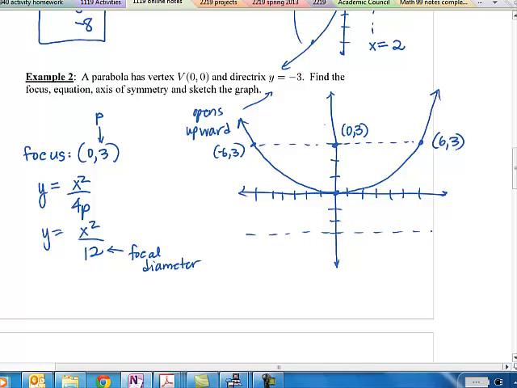Axis of symmetry would be the y-axis, which is x equals 0. So I think that's everything, right? So the focus we have, the equation, and the axis of symmetry, and the graph.